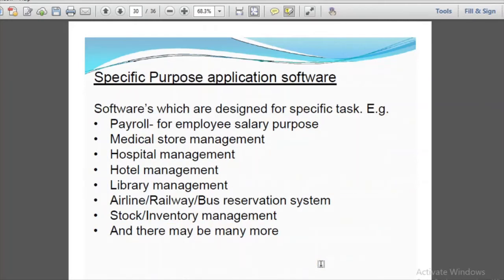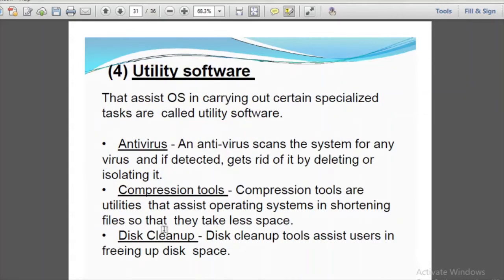Then there comes specific purpose application software, which is specially designed for a particular purpose. For example, medical store management, hospital management, library management, airline, stock, and all these are special software; different companies have special software designed for themselves. Then the fourth one is utility software. Utility software basically assists the OS in carrying out certain specialized tasks.